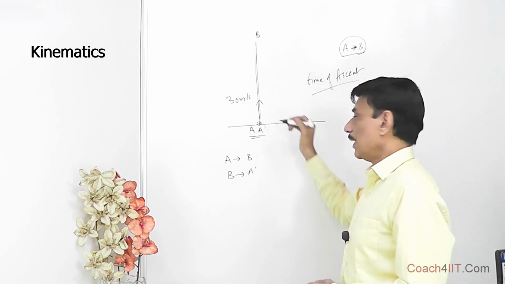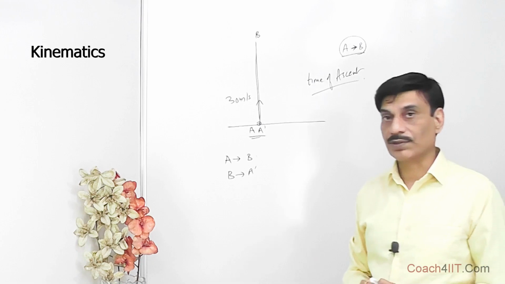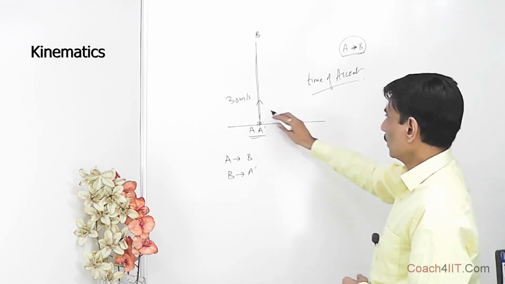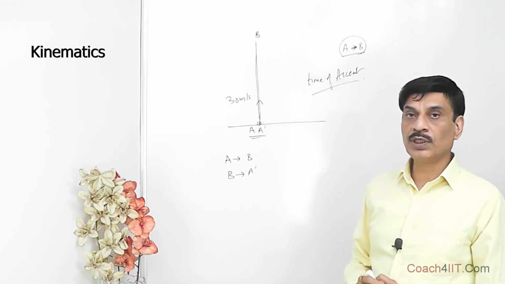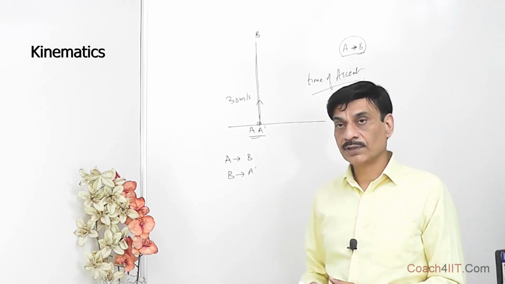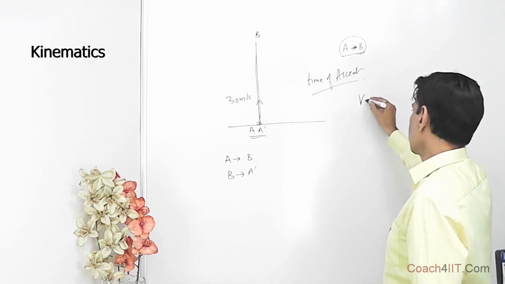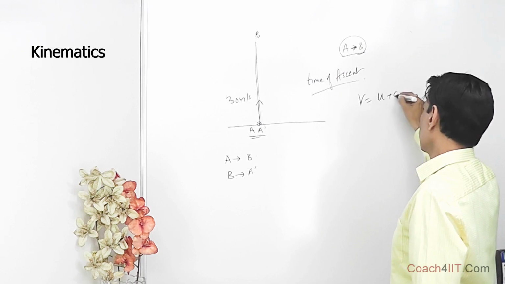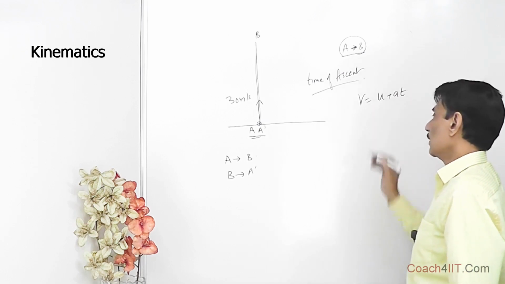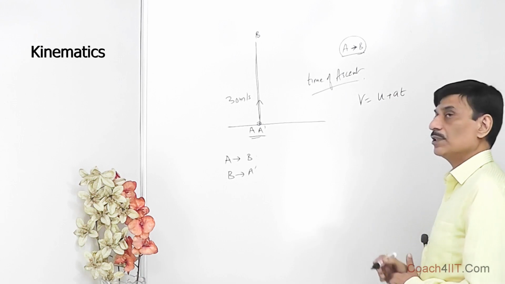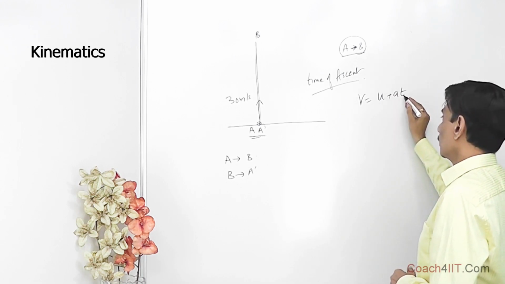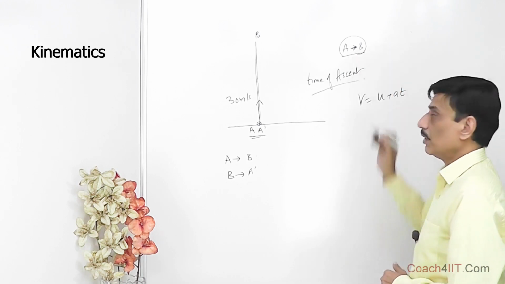And B to A dash will be called time of descent. So if we have to find the time of ascent, we shall be using our equations of kinematics, and what seems appropriate is V is equal to U plus AT, where V stands for final velocity, U stands for initial velocity, A for the acceleration and T for the time for the journey from A to B.